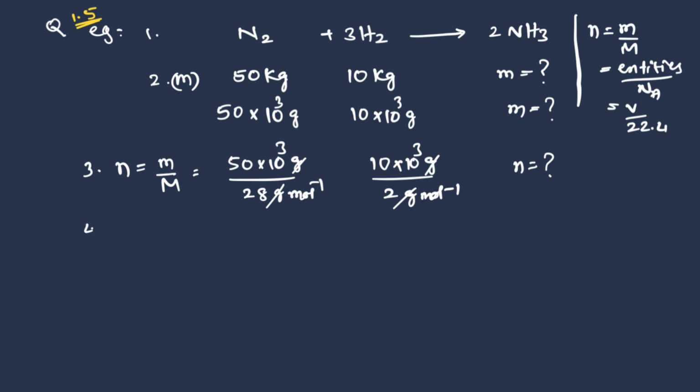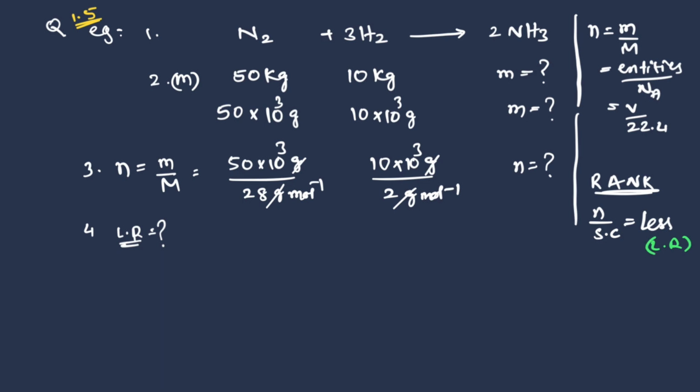After this, fourth step, we have to find the limiting reagent. Then how to find this limiting reagent? For this, a rank shortcut is there. What is the rank shortcut? Given moles by stoichiometric coefficient; if it is less, that is called limiting reagent, which gives a lesser amount. So that I am finding now.